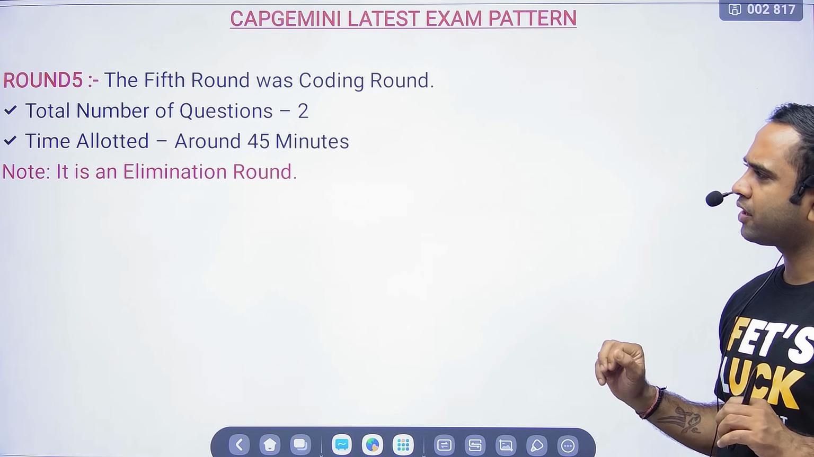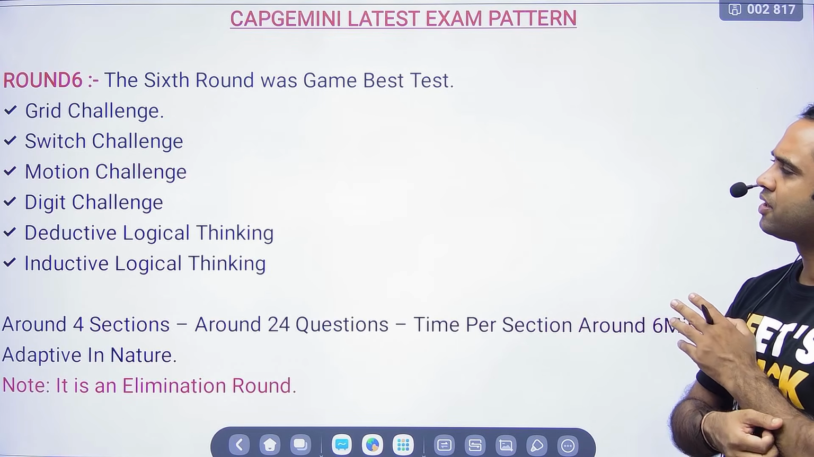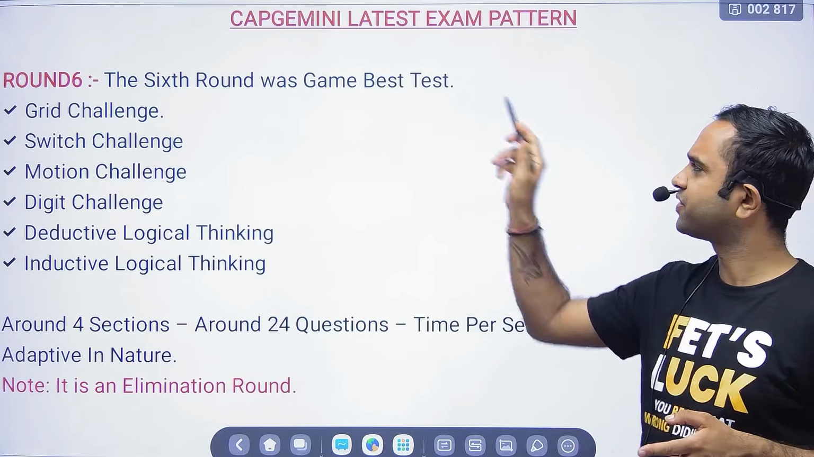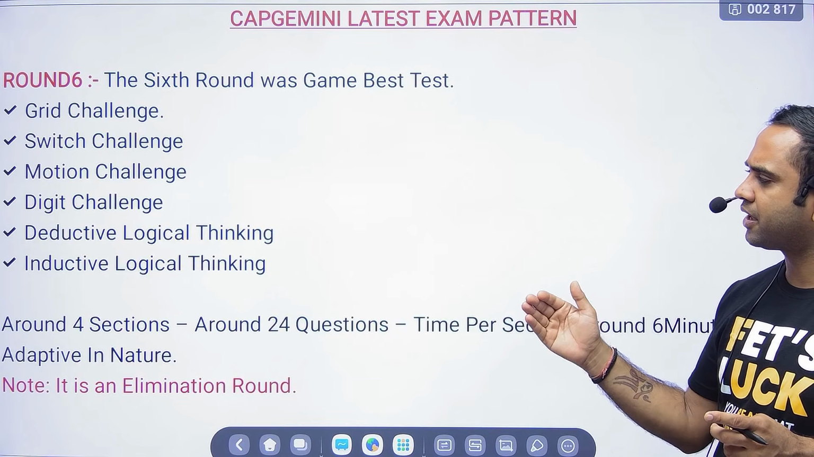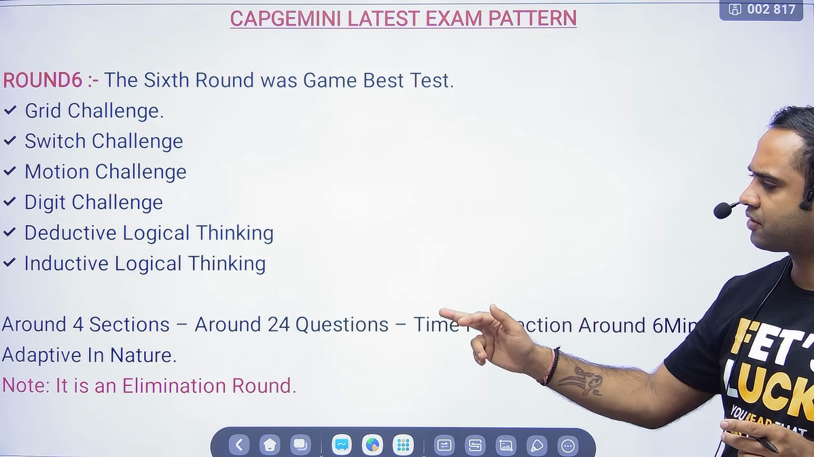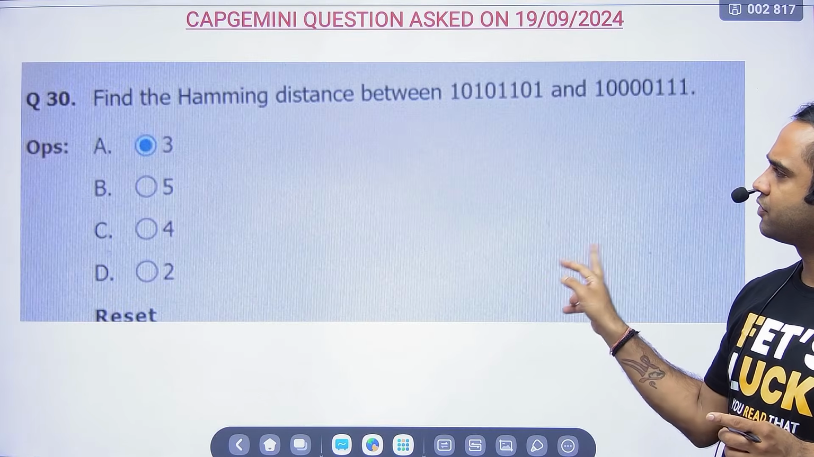Round 5 was the coding round, 2 questions, time allocated was 45 minutes. This is for the different roles. And the 6th round was game based. Grid challenge, switch challenge, motion challenge, digit challenge, deductive, inductive, around 4 sections. Time per section 6 minutes. Adaptive in nature, it is an elimination round. And these were some questions.